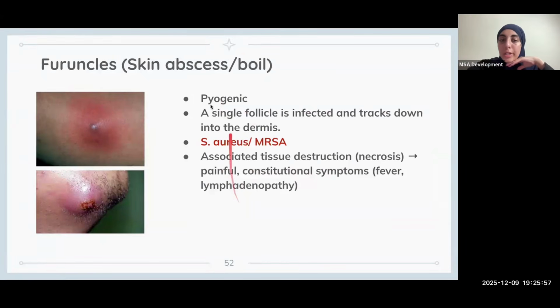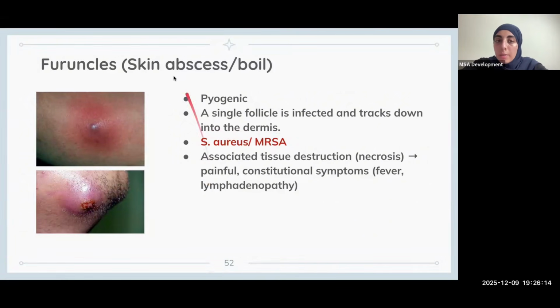Okay, so it's also pyogenic because, as you see, there's pus inside, and because it's essentially an extension of folliculitis. And because of that, because it's closely related to folliculitis, it's caused by the same bacteria, Staph aureus / MRSA.